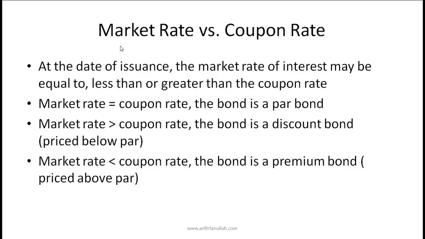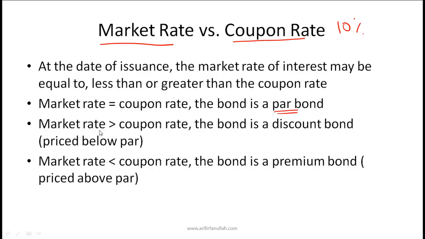As I've alluded to earlier, it's important to understand the difference between market rate and coupon rate. The coupon rate is simply stated on the bond, so it might be a number like 10%. Market rate is the rate that investors require from the issuer. So at the date of issuance, the market rate of interest may be equal to, less than, or greater than the coupon rate. If the market rate is equal to the coupon rate, the bond is a par bond. This means that the issue price, or the amount investors are willing to give the company for this bond, is equal to the par value.